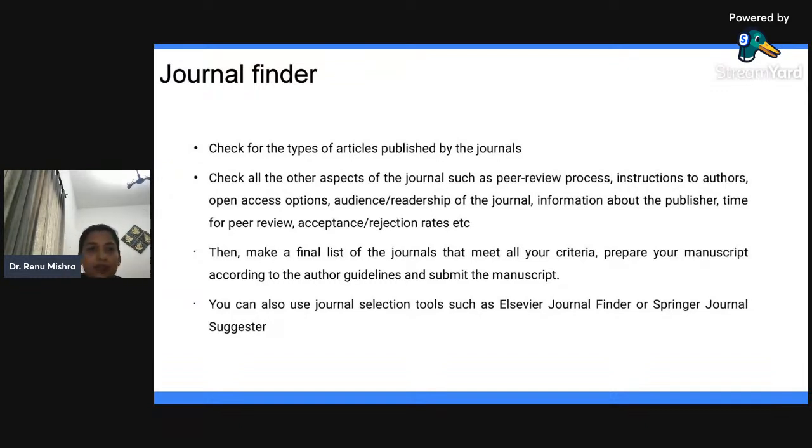Okay. Now when you talk about the journal finder, it depends on your requirements. For example, you are in a hurry. Let's say you are a scholar and you do not have much time to wait for 6 months. Okay, then in that case what will you do? You will basically look for the journals which have a faster process for publication.